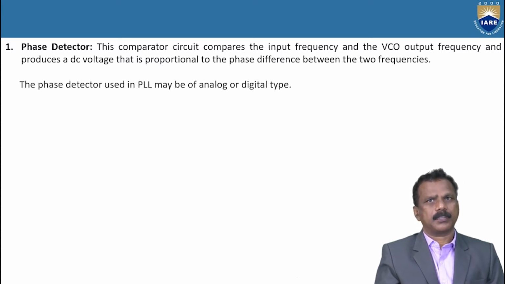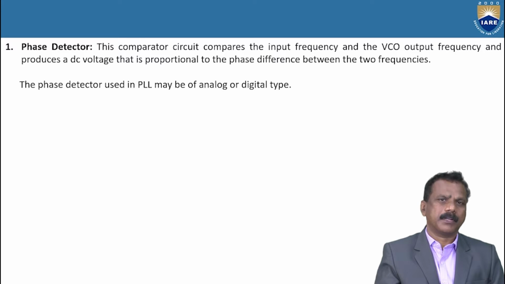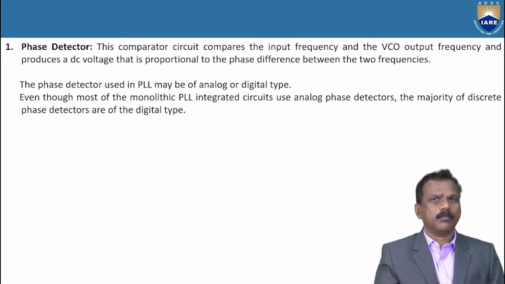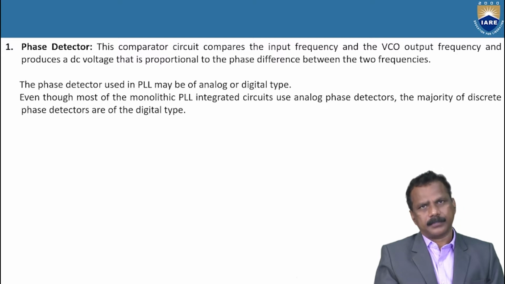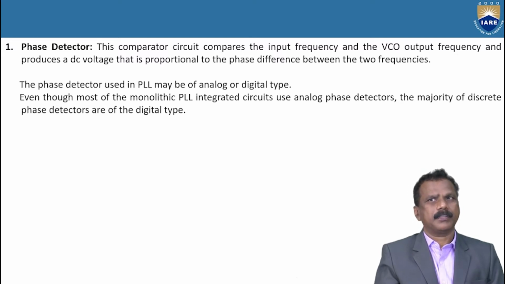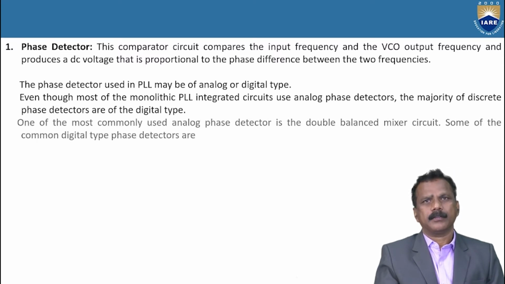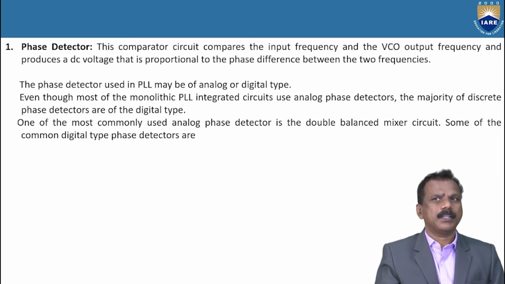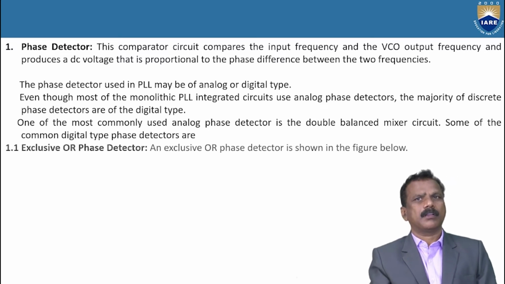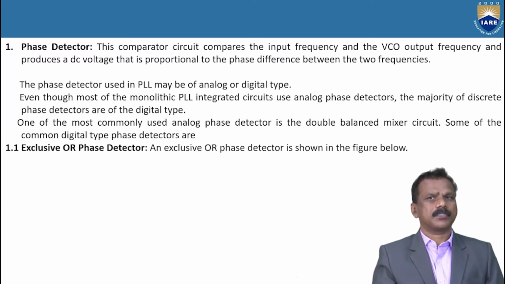The phase detector used in the PLL may be of analog type or digital type. Even though most of the monolithic phase locked loop integrated circuits use analog phase detectors, the majority of the discrete phase detectors are of the digital type. One of the most commonly used analog phase detectors is the double balanced mixer circuit. Some of the common digital type phase detectors are the exclusive OR phase detector.